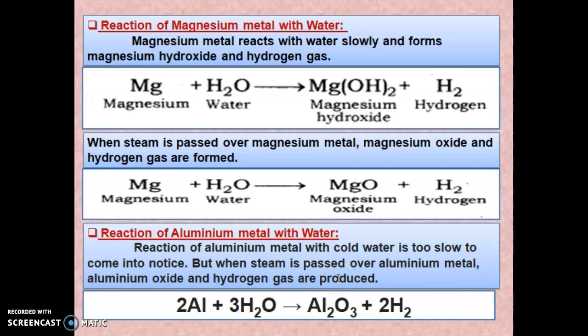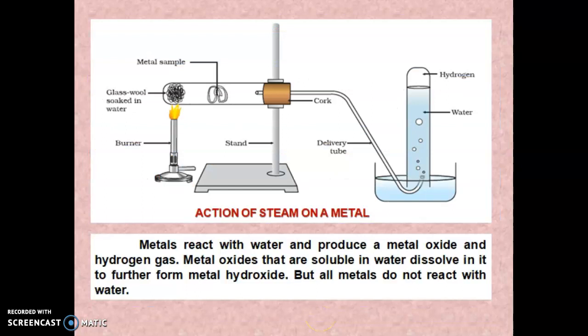So when the metal reacts with cold water, it will form a metal hydroxide, and when it reacts with steam, you will get aluminum oxide. So that is 2Al plus 3H2O gives Al2O3 plus 3H2. So you have seen already what happens when a metal reacts with water. It produces metal oxide and hydrogen gas.